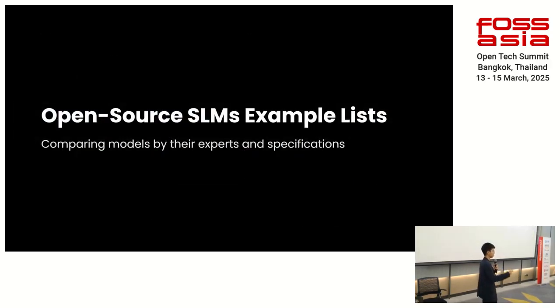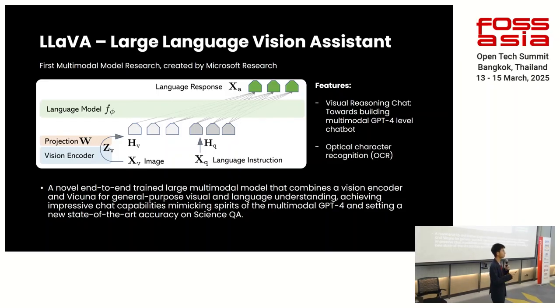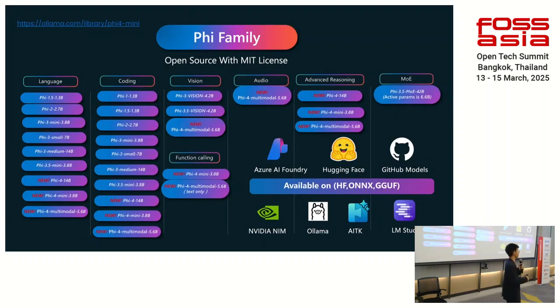So I would like to give you some example lists. We can see Llama 3.2 or Gemma 3 4 billion parameters, which was released a few days ago. It is good for specific tasks and specific resources, and within 4 billion parameters you can use it for multimodal purposes. With 7 billion parameters of LLaVA, you can use it freely on your device, and it has features for building a multimodal chatbot and also OCR. For the Phi family, we just released Phi-4 with 3.8 billion parameters and a multimodal Phi with 5.6 billion parameters, which is really small and compatible with our devices.